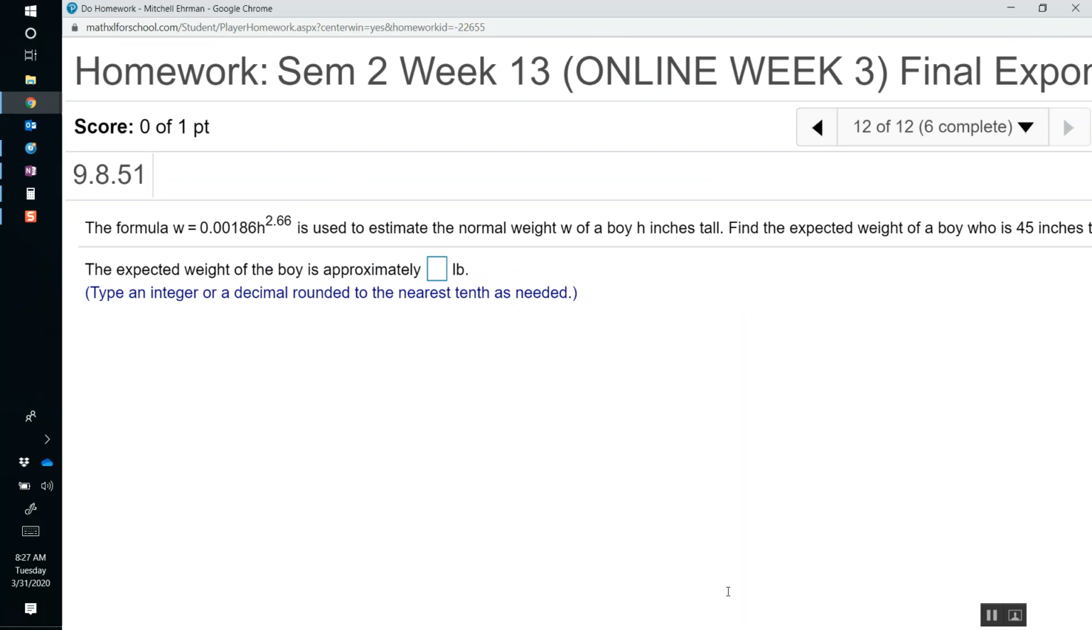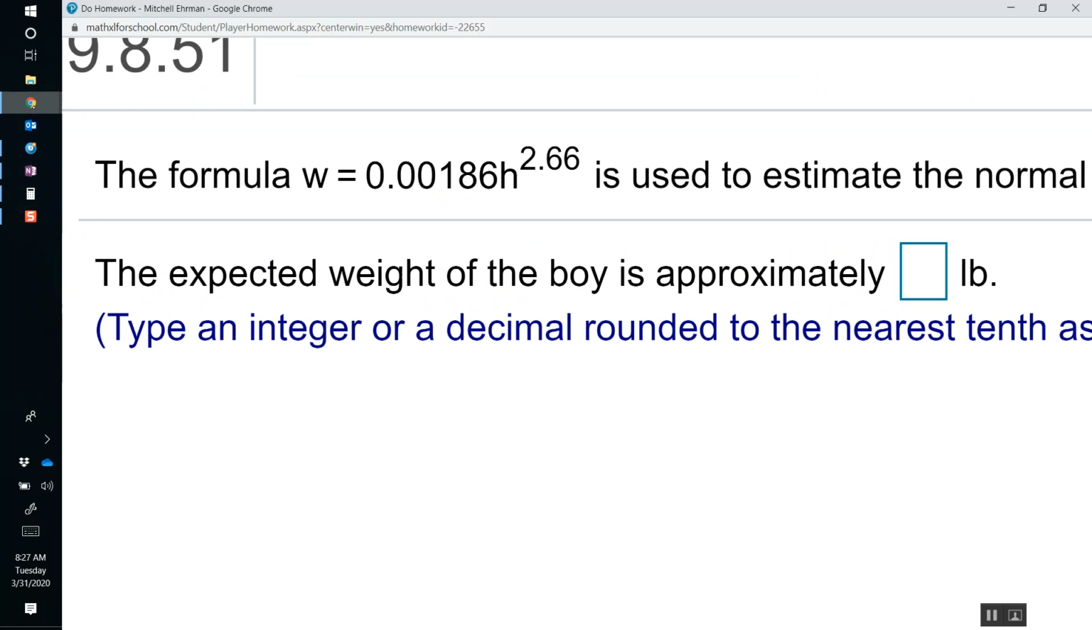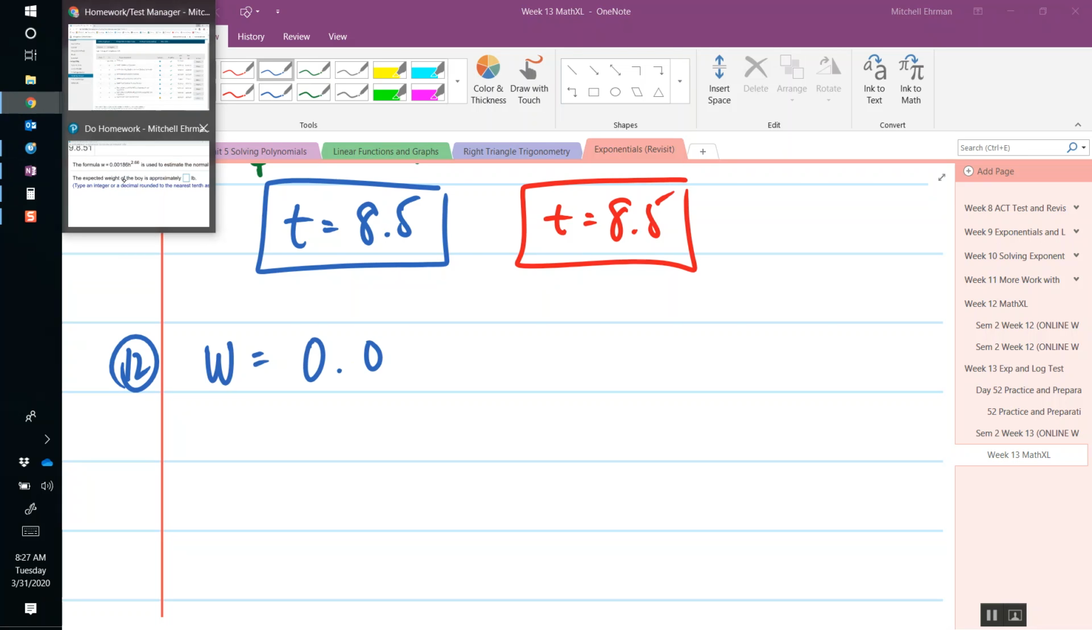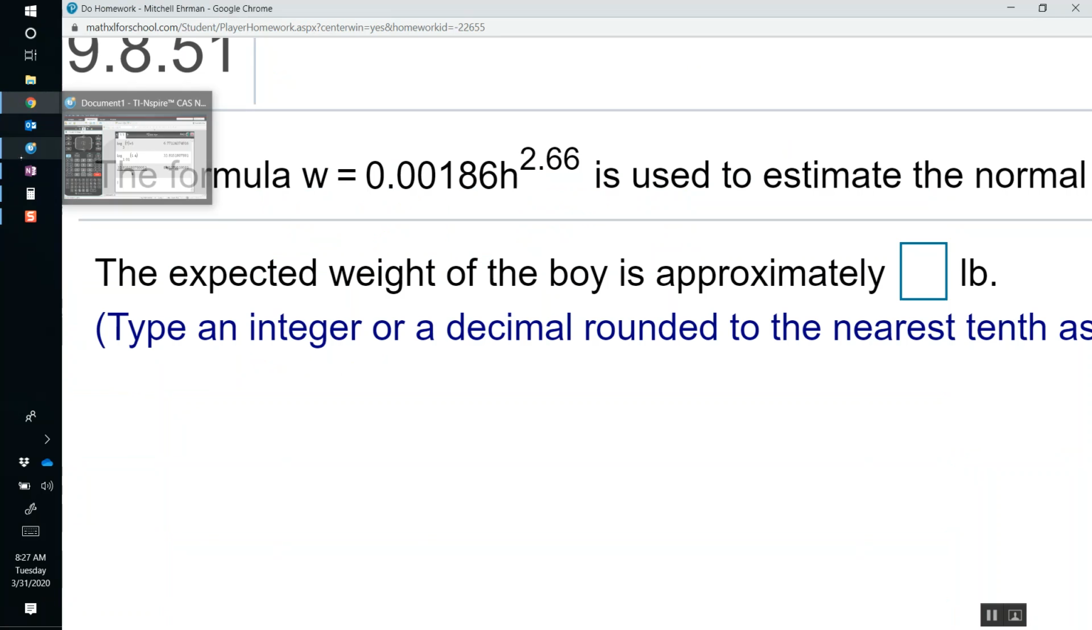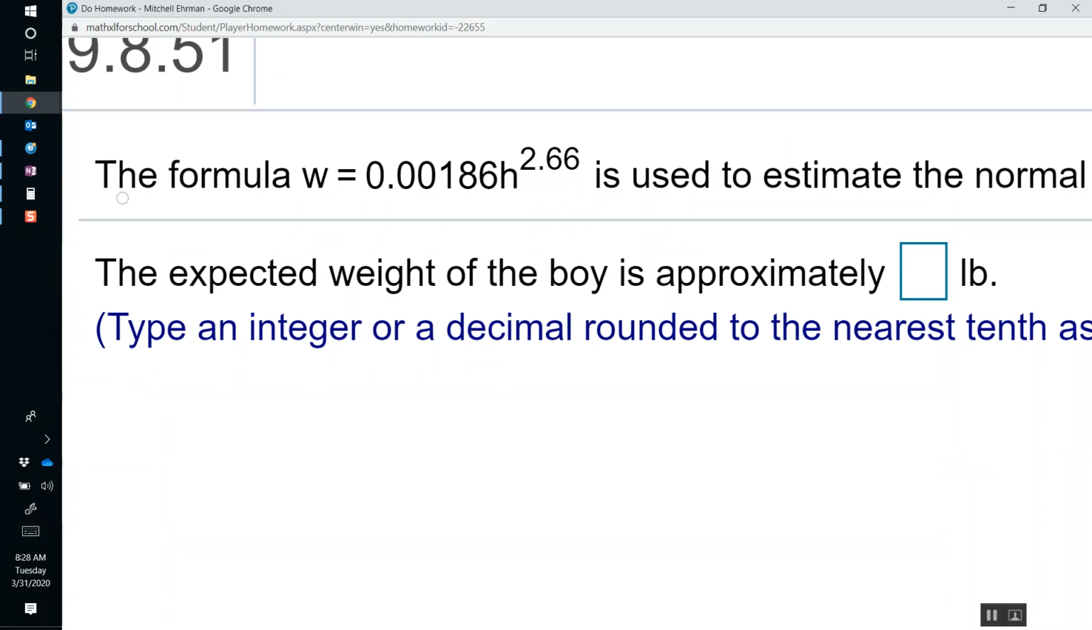So here we go. If a boy is 45 inches tall, has a height of 45 inches, can you determine what the weight of that boy is expected to be? Well, again, this should be incredibly easy because the formula itself is meant to calculate the result. The weight is equal to 0.00186 times h to the 2.66 power.